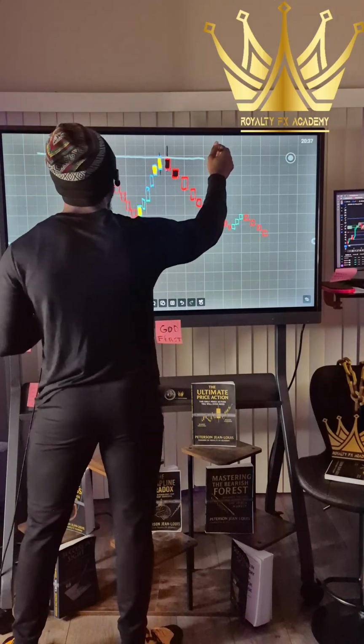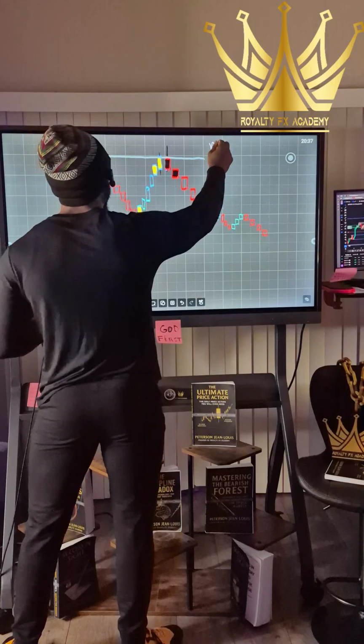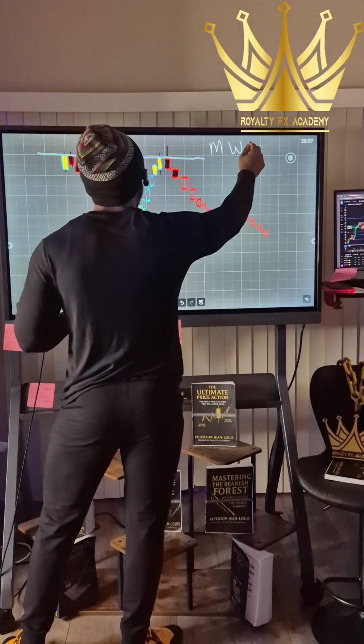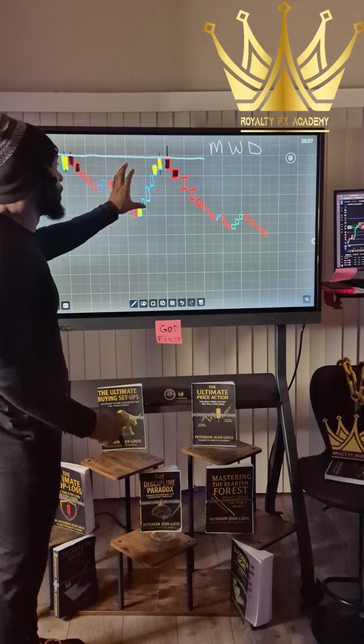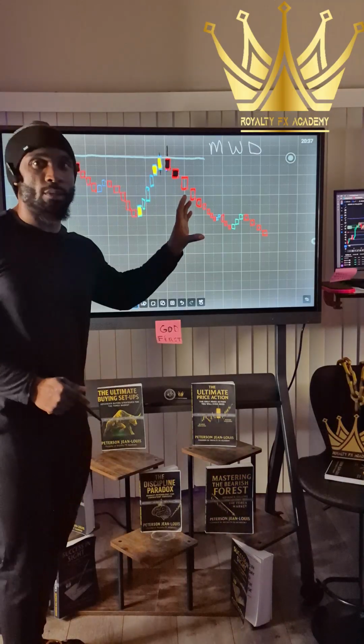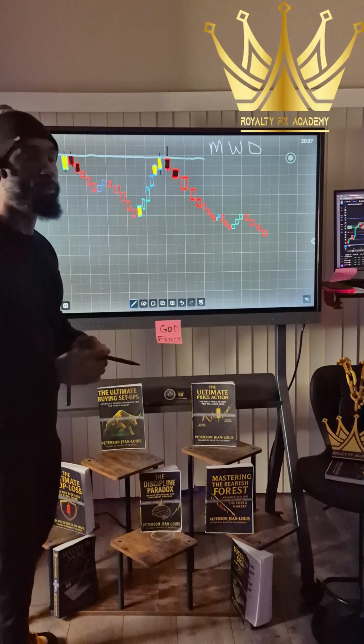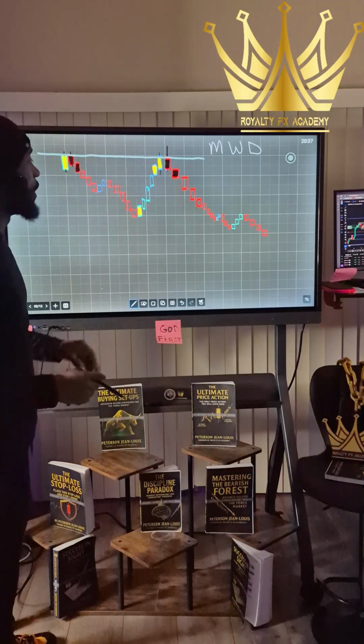The setup itself is based off the higher time frame, either the monthly time frame, the weekly time frame, or the daily time frame. Now, when you drop down to the 4 hour, it will look pretty much identical to the same type of setup. Okay. Now, this is what we're looking at, right?